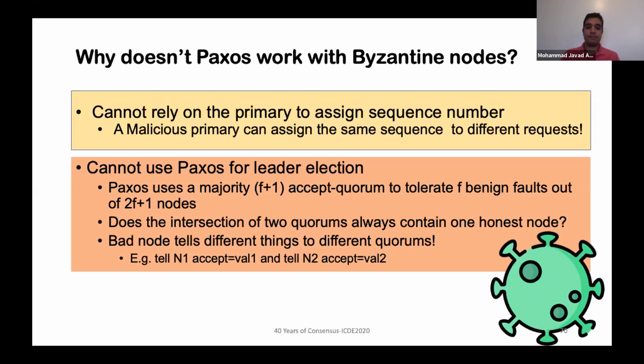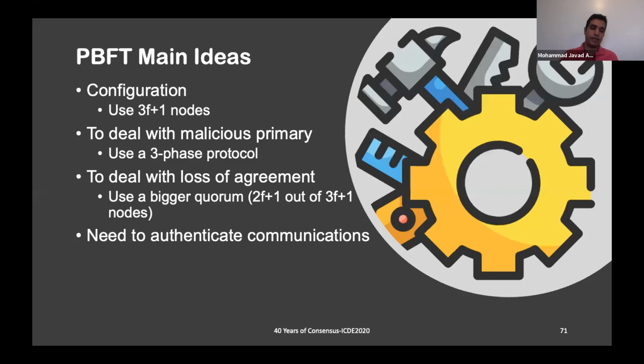Similarly, we cannot use Paxos for leader election, because we said in Paxos, the intersection of any 2 quorums needs to be 1. But is that one node an honest node, or might it be malicious? Since here we have f malicious nodes, we cannot say the intersection of any 2 quorums needs to be 1. The intersection basically needs to be f plus 1, because we might have f malicious nodes. So for these 2 reasons, we cannot use Paxos in the presence of malicious nodes.